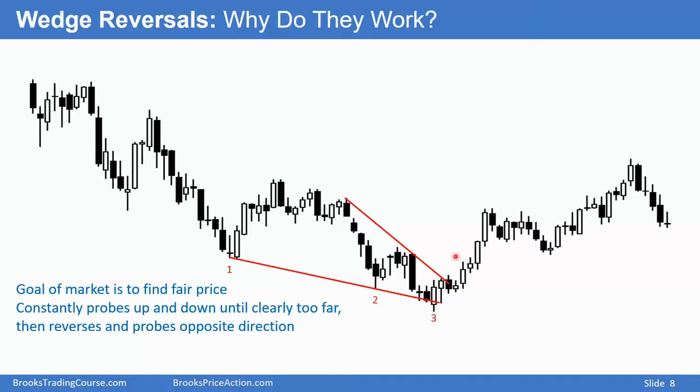And that's what happens with a wedge bottom. The market's probing for a bottom, and then at some point decides it has gone too far, and the fair price is probably higher. So it reverses up and starts probing in the opposite direction.